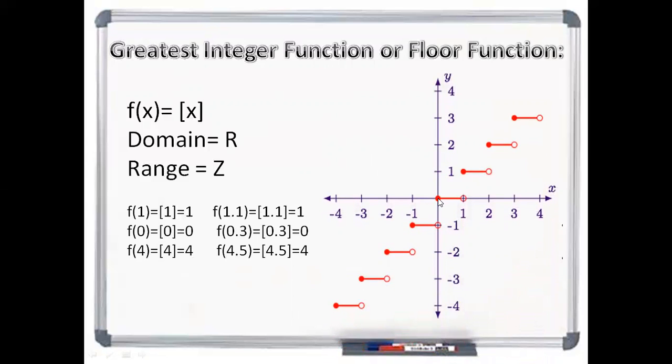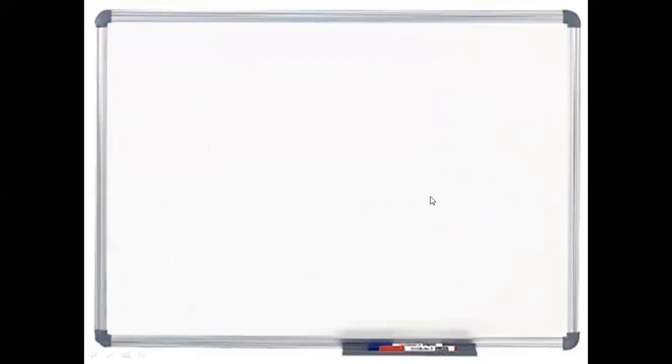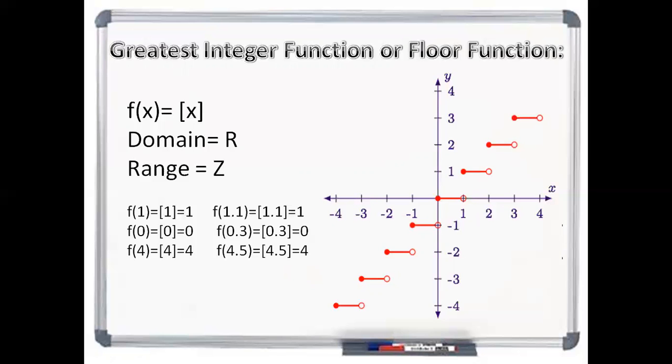If we are putting values from 0 to 1, we always get 0. If we are putting values from 1 to 2, we always get 1. From 2 to 3, we always get 2. From 3 to 4, we always get 3. And if we are putting values from 0 to -1, it is always -1. So this type of graph comes, and it is steps. In this graph we observe steps.